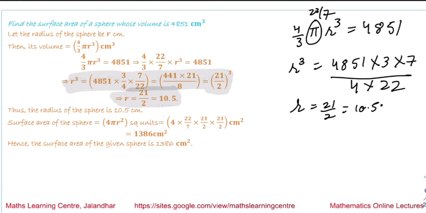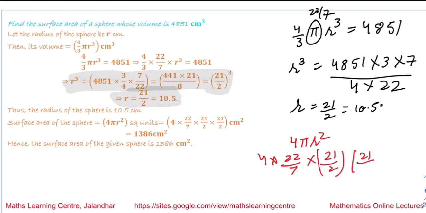Now we have to calculate the surface area. For surface area, the formula is 4 pi r square, so it is 4 into 22 by 7. The radius is 21 by 2, so 21 by 2 into 21 by 2. Again, when we solve this value, we get the answer 1386 centimeter square.